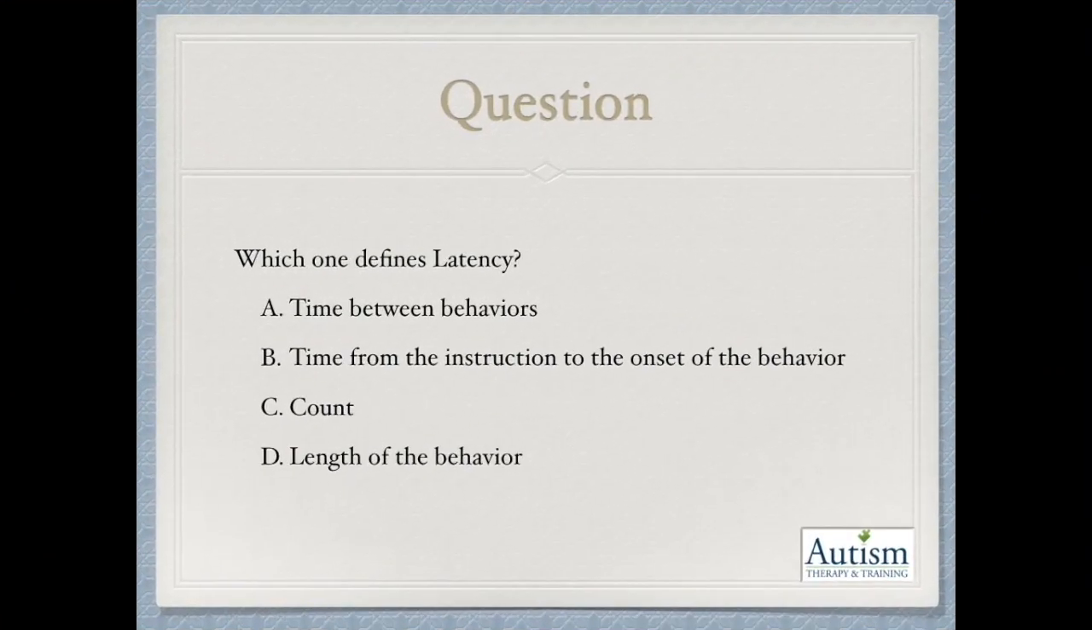Which one defines latency? A, time between behaviors. B, time from the instruction to the onset of the behavior. C, count. Or D, length of the behavior.